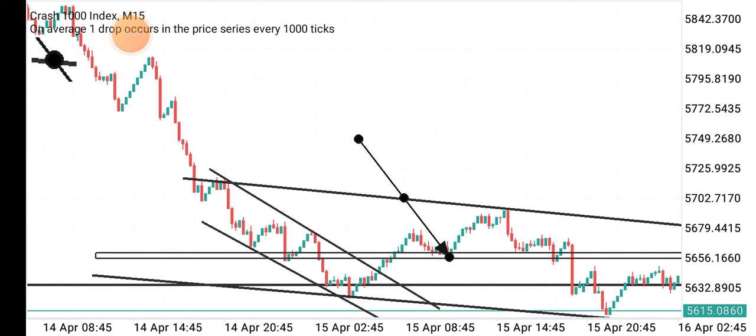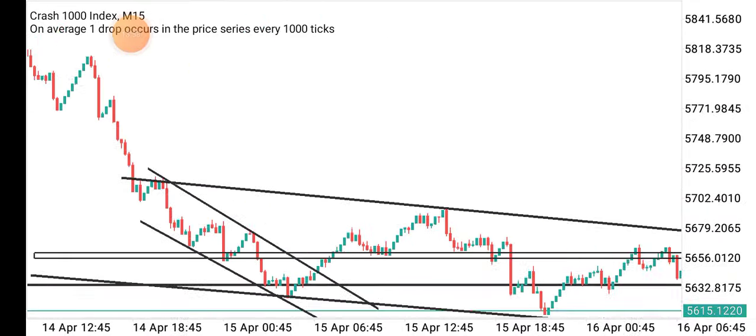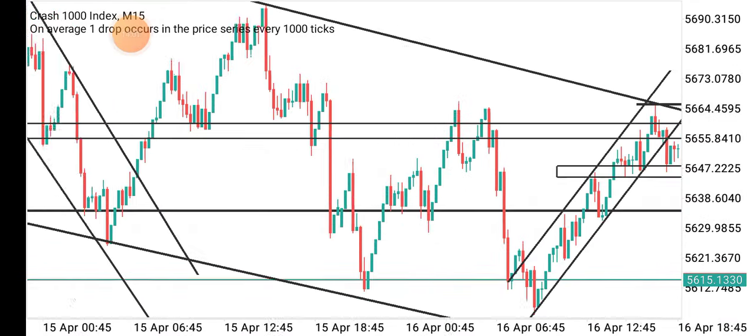This little buy, how many green candlesticks? One, two, three, and up to this point you'll make over $100 if you have a good account size. Over $200 if you have a good account size. So this is how it works. It's very simple. All you need to do is practice.